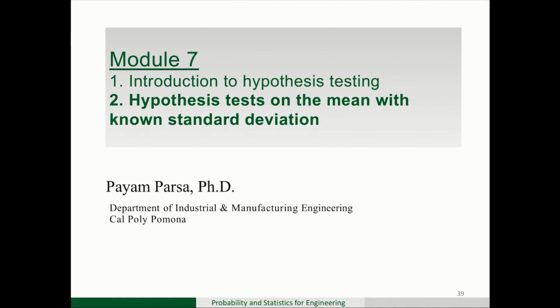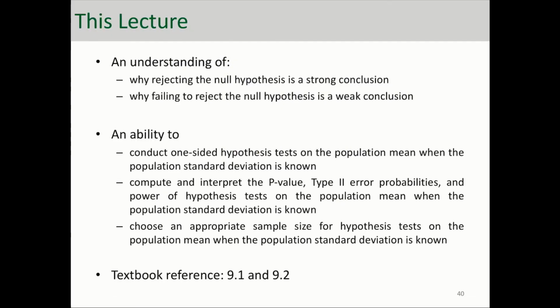Hello everyone. In this video we're going to continue our discussion about hypothesis tests, and specifically we're going to talk about the one-sided hypothesis test on the population mean, which is mu, and then we'll talk about what the p-value is, type 2 error probabilities, which we show with beta, and the power of any hypothesis test, and also how to choose an appropriate sample size, because hypothesis testing is all about sampling.